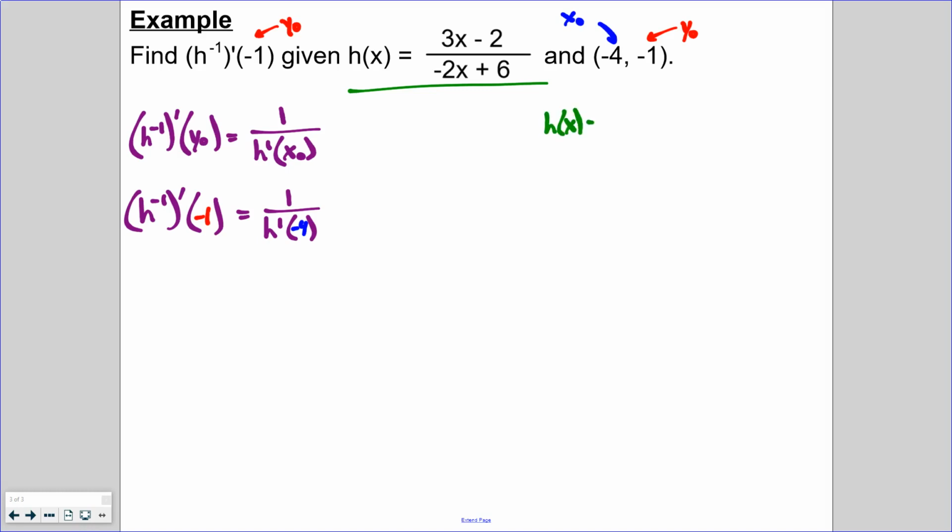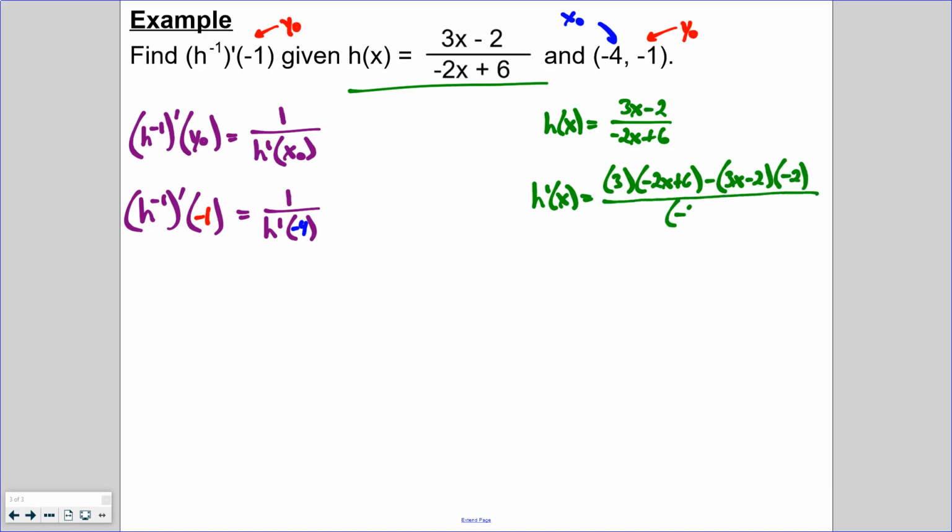We know that h of x is equal to 3x minus 2 over negative 2x plus 6. So we'll take the derivative, and we will have to use the quotient rule here. Quotient rule says take the derivative of the top, which is 3, times the bottom, negative 2x plus 6, minus the top, 3x minus 2, times the derivative of the bottom, which is negative 2, and that is all over the quantity negative 2x plus 6. And again, if we wanted to simplify this algebraically, we are more than welcome to. However, we can save some time by just substituting x sub 0 equals negative 4 in right away.